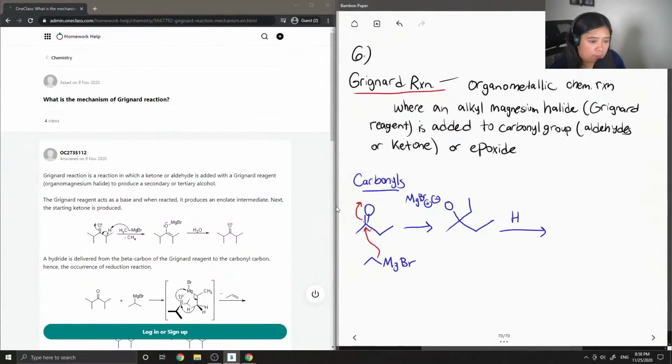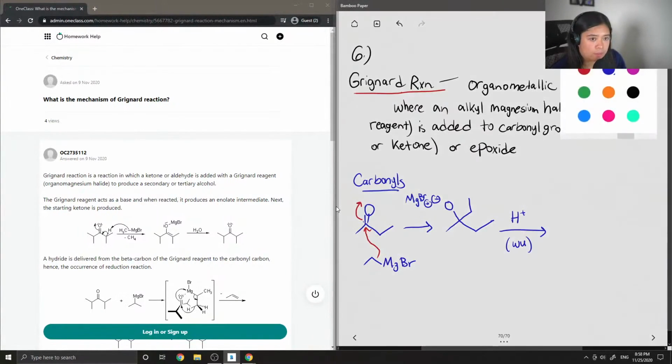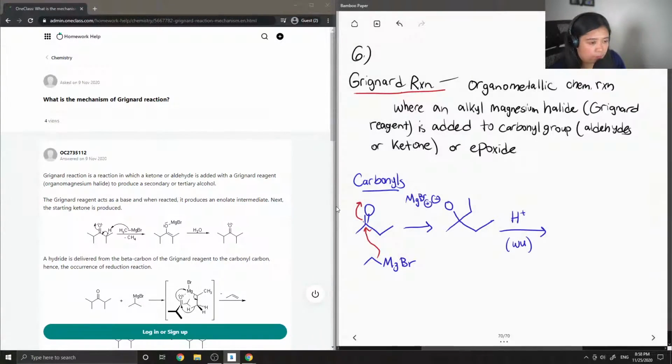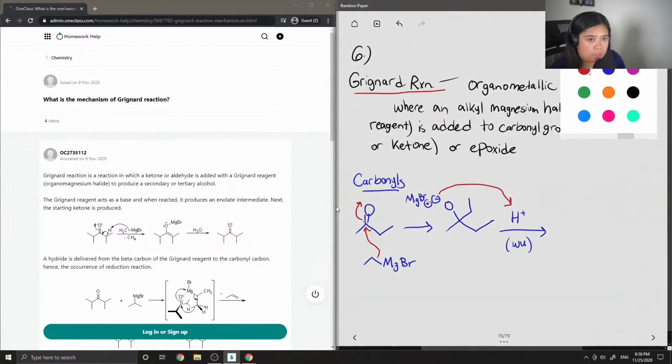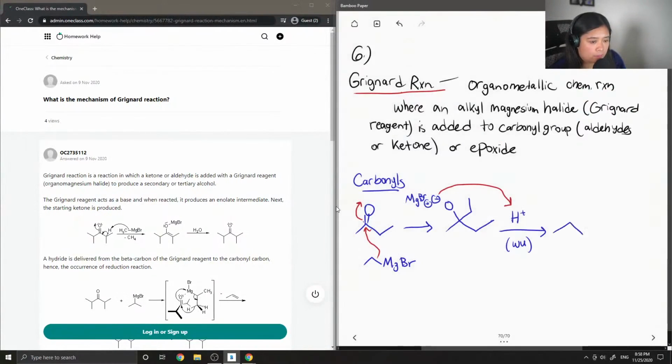But then once we add protons, or like an acid for our workup, the negatively charged oxygen will take one of the hydrogens to form an alcohol group, to get that as our final product.